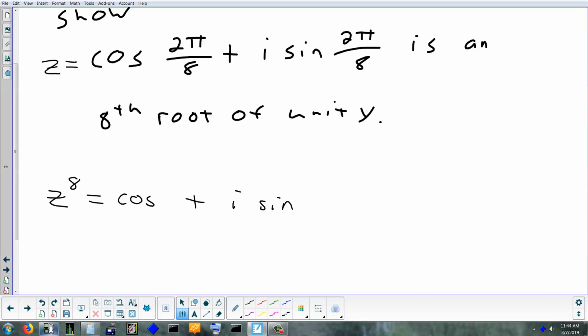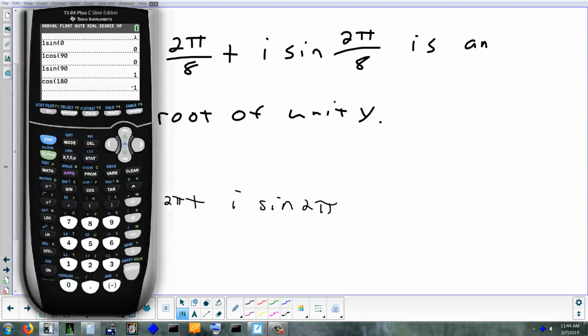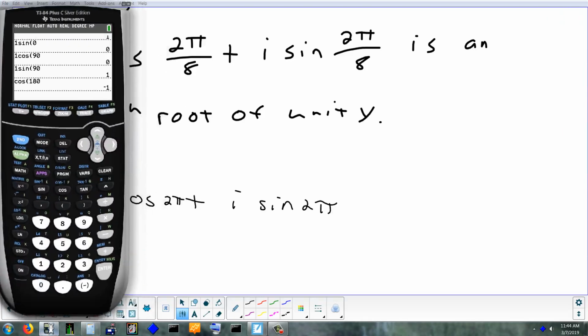Yep, 2 pi. You multiply the angle by the power. Well, the power is 8, and the angle is divided by 8, so that makes it kind of nice. It just turns into 2 pi. So that's the answer in trig form when you raise that to the 8th power. Let's do it out and see what it comes out to, just so I don't have to switch the mode.